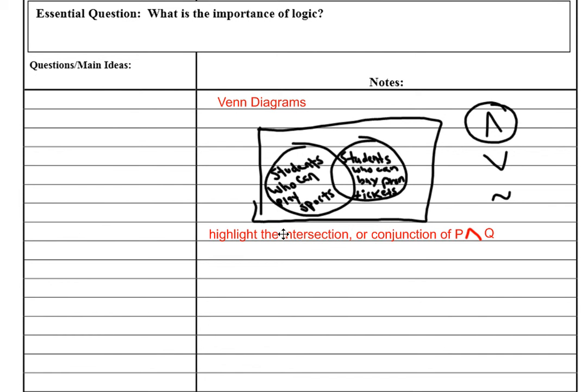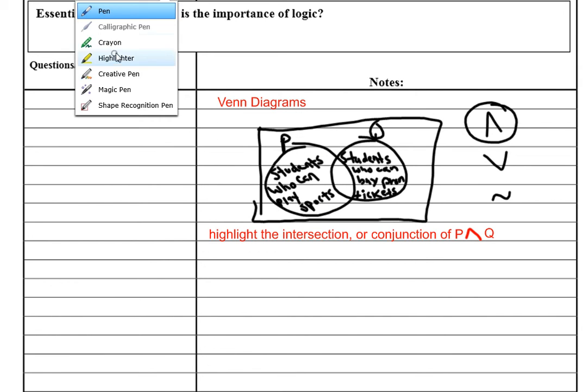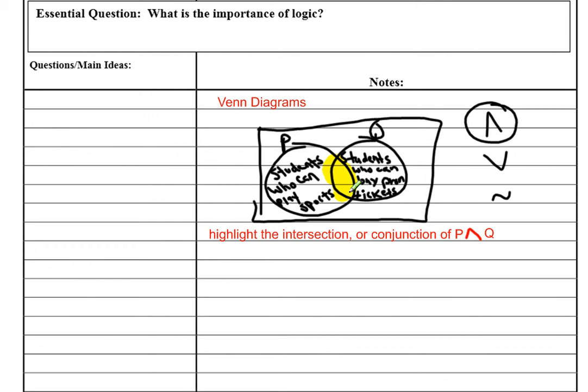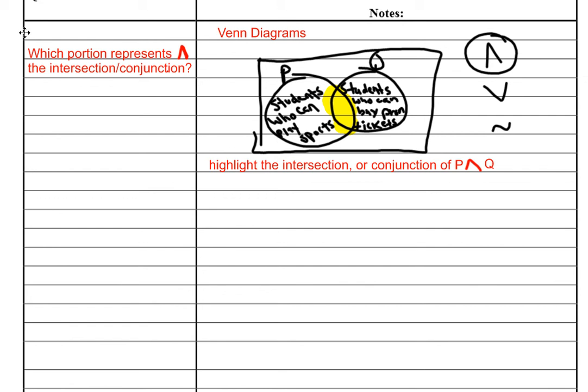What I'd like you to do is use your highlighter and highlight the intersection, or the conjunction, of the two ideas. I'll call this idea P and this idea Q. So which one represents P and Q? I'm going to highlight in my notes this area in the middle. This area in the middle represents the conjunction, or what P and Q have in common. I'd also like you to add that question on the left hand side under questions and main ideas: which portion represents and, the intersection, conjunction of the two ideas?